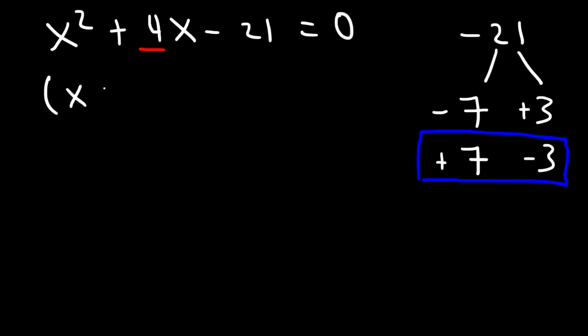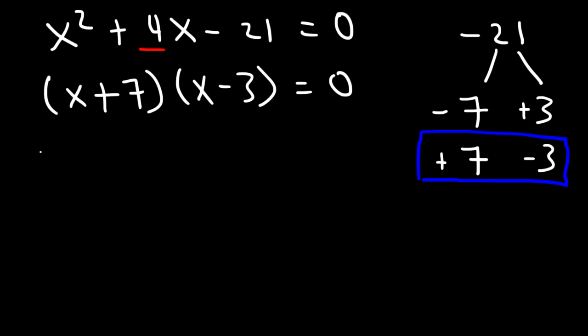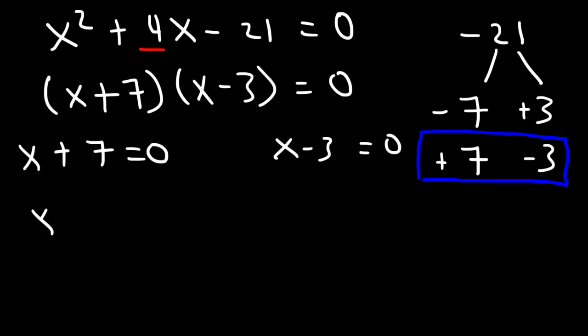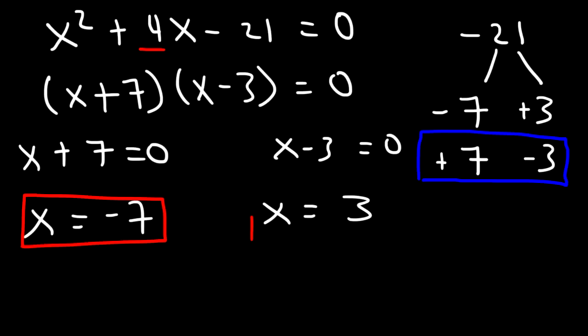So we can factor the expression as x plus 7 times x minus 3. And so setting each factor equal to 0, we can now get the answer. So for the first one, x will be equal to negative 7, and for the second one, x will be equal to positive 3. And so those are the two answers for this problem.